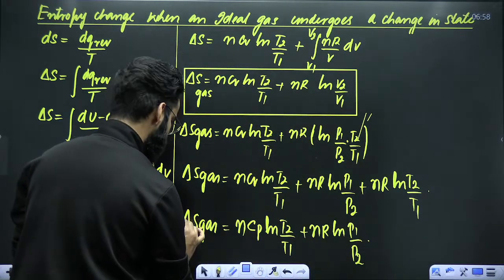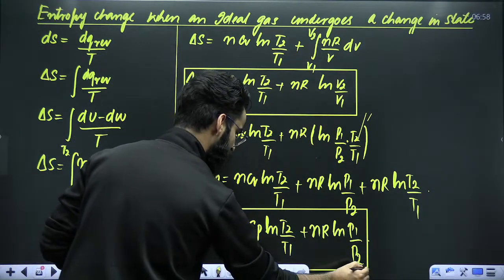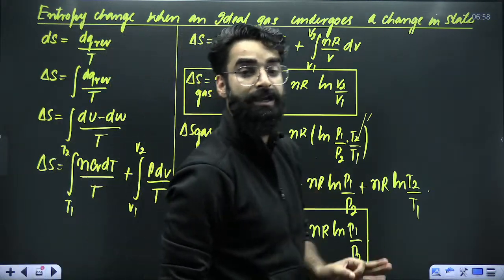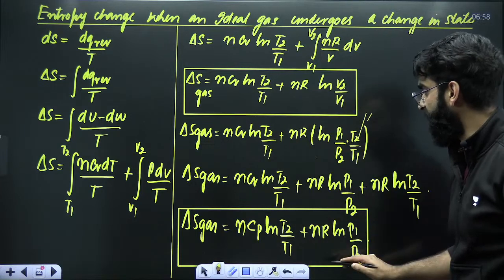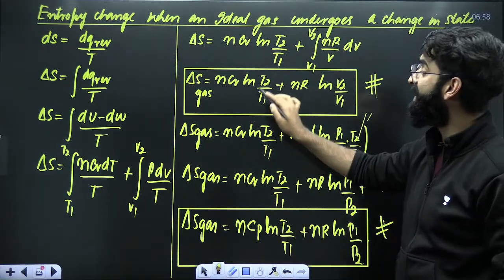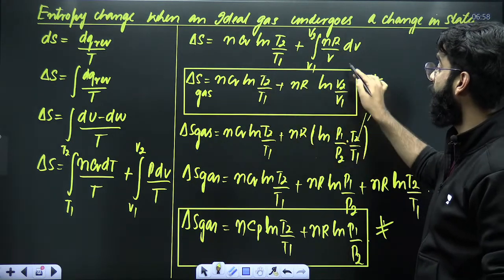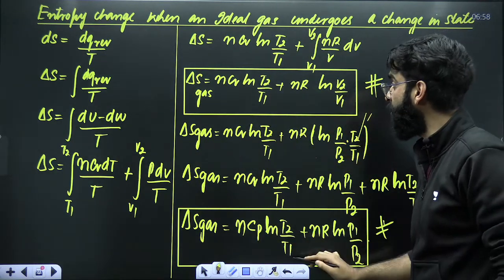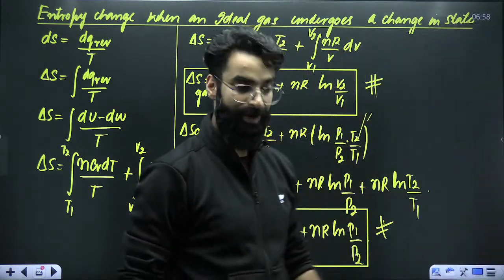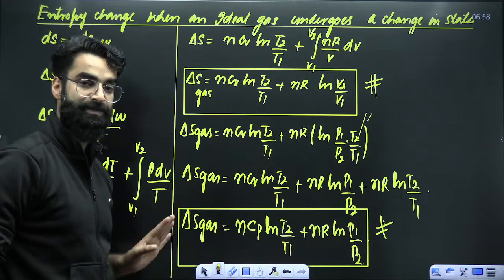So this is one more equation which I would want every one of you to remember to calculate the entropy change of the ideal gas which undergoes a change in state. These are the two expressions I want you to remember: nCV ln T2 by T1 plus nR ln V2 by V1, and nCP ln T2 by T1 plus nR ln P1 by P2. Now, where do we use these expressions?